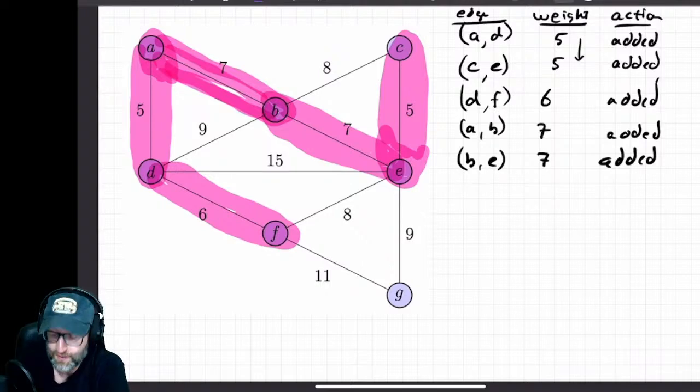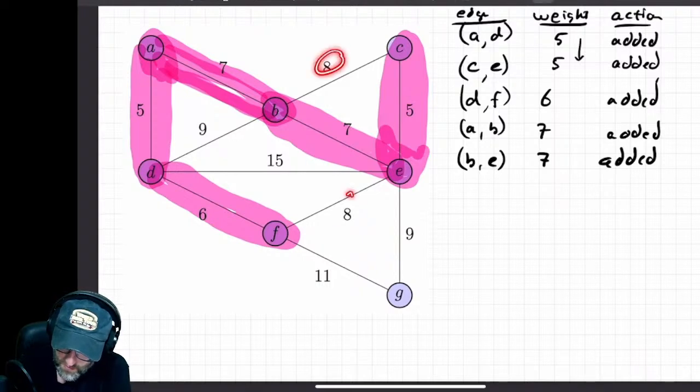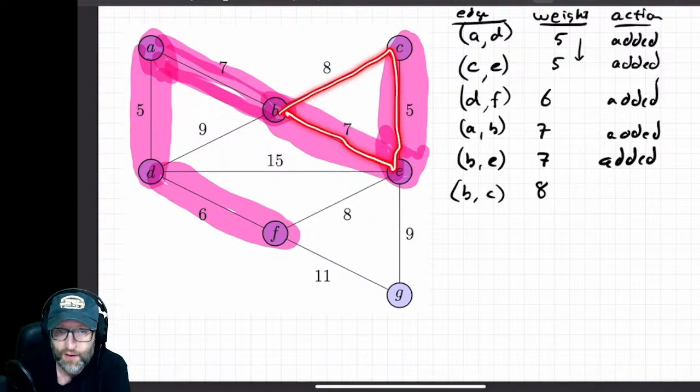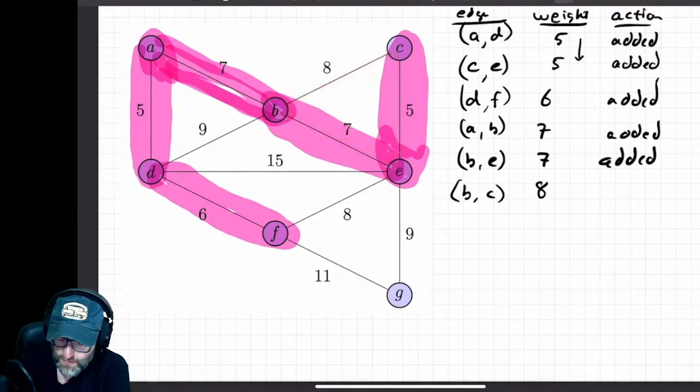Again, I'm not done because I still need to get a G here. But at that point, I would not consider anything connected to G yet because there are two edges here with a weight of 8. So B and C would be the next one that I consider. But if I were to add that, then that would necessarily induce a cycle, which I don't want because I want a spanning tree, right? So rejected, ignored, whatever you want to call it.